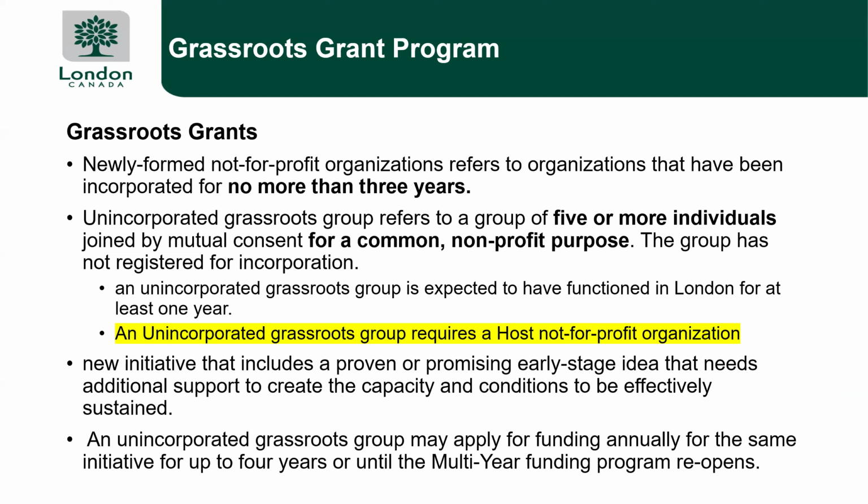As well, unincorporated grassroots groups may apply for funding annually for the same initiative for up to 4 years or until the multi-year funding reopens. However, this funding is not guaranteed for organizations that have received grassroots funding the previous year. You will still need to apply, and your application will be evaluated by the community review panel.